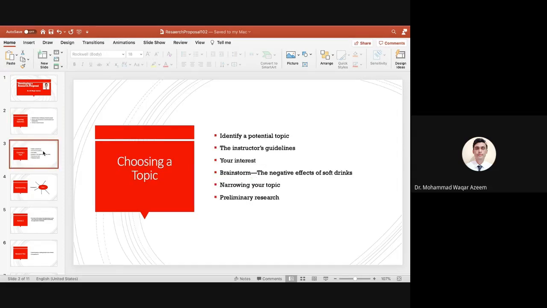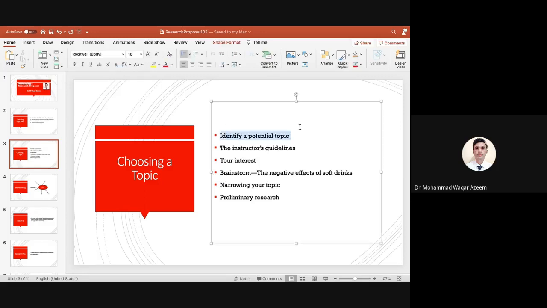Choosing a topic. Now, there are various steps involved in choosing a topic as well. These are the steps. First of all, identify a potential topic. By potential topic, we mean a topic on which you can carry out research. Not all topics are researchable. How will you know whether a topic is potential or not?